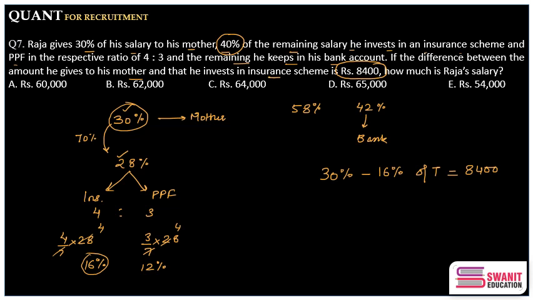And then we have to find out what is his salary. So 30 minus 16 gives me 12%, 12%, therefore denominator has 100, of total is equal to 8400. Or in fact not 12, this should be 14. That's my bad. 30 minus 16, 14. So when we cancel this 14, we get 14 6 are 84. So therefore total salary of Raja becomes 60,000. That's my option number A as the answer.